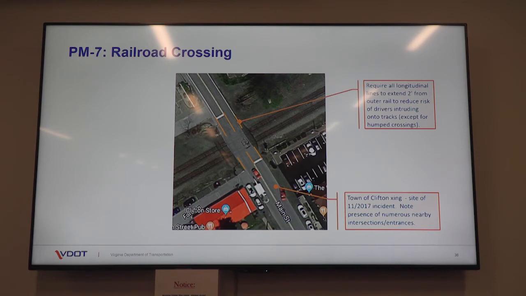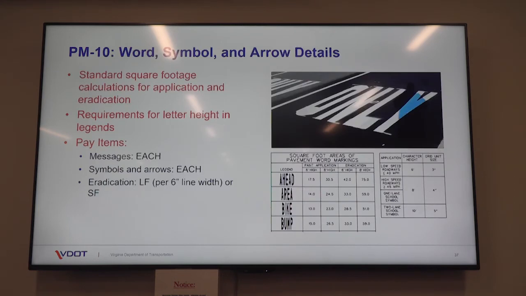Okay, word marking and arrow details. There is a helpful guide in there to help you with your pay item quantities for some of the standard messages, but not every potential message is in there, sorry. But there are a lot of them in there that should help speed up that process with the standard square footages.